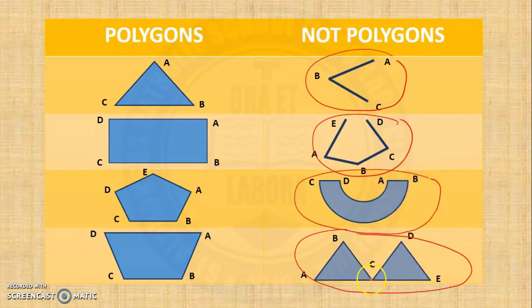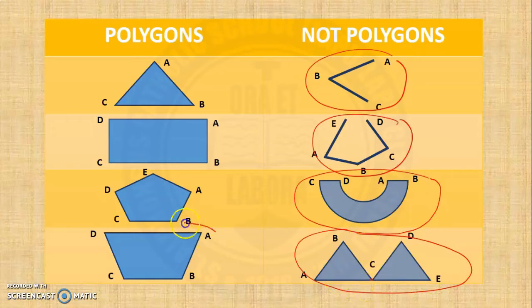Now, from the definition of polygon, the endpoints of the polygon should be connected by two line segments only. Now, look here, point C. Point C was connected by four line segments: line segment BC, AC, and EC. So, that's the reason why this figure is not a polygon.